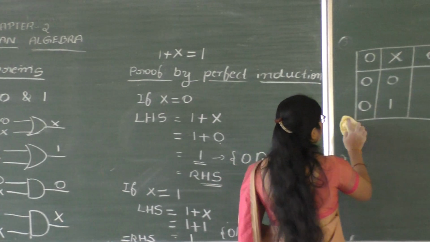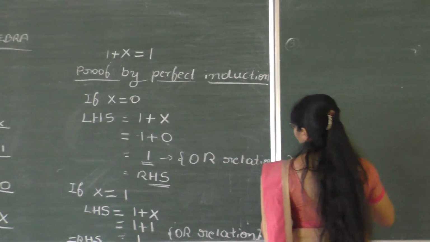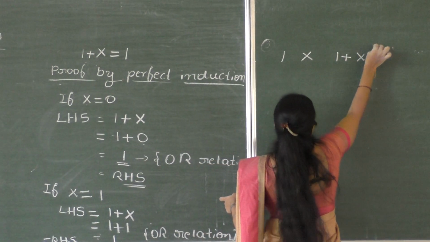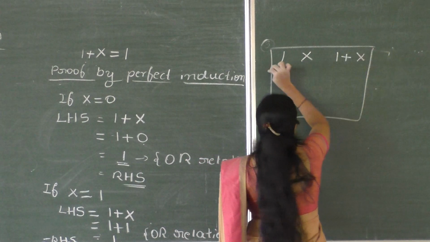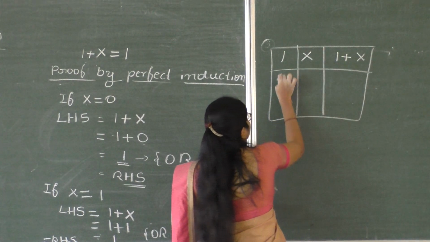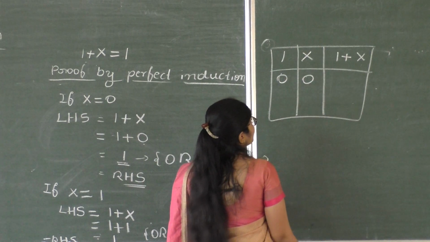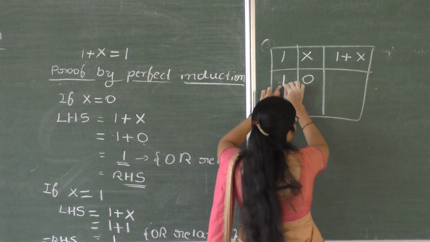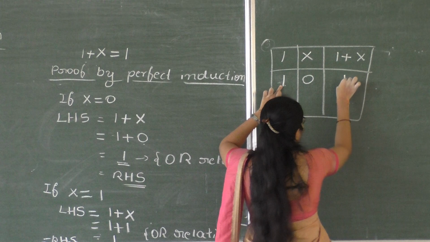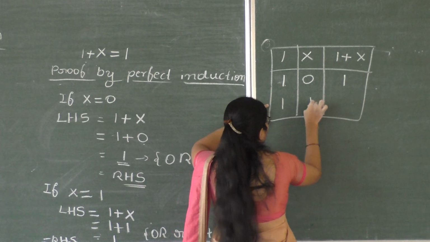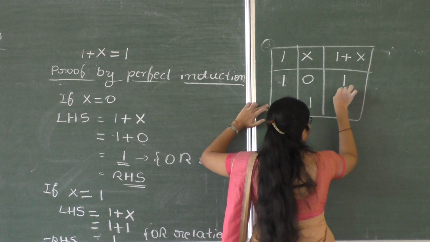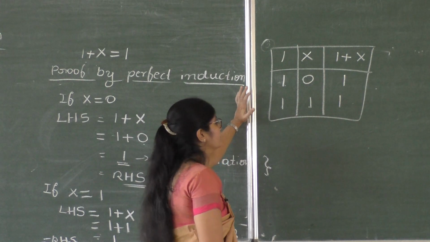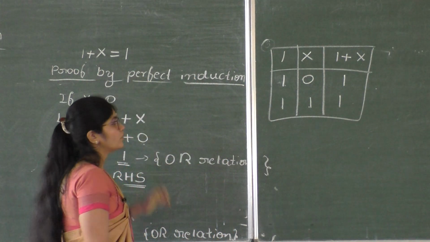We shall see the truth table for the second property. Inputs 1 and x, output is 1 plus x. For x equal to 0, 1 plus 0, what is the answer? According to OR relation, 1. Next, 1 plus 1 is 1 according to OR relation. Thus, for every value of x, 1 plus x equal to 1 always.